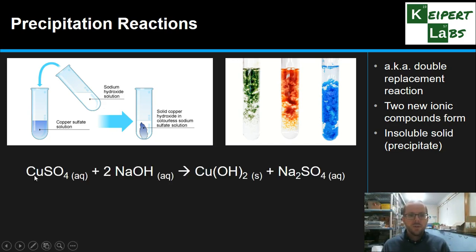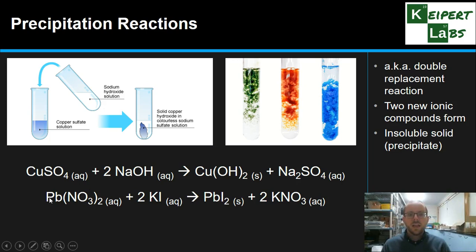Okay, so this reaction that we have here on the left, copper sulfate plus sodium hydroxide, gives us insoluble copper hydroxide, and then the rest of the solution is sodium sulfate. The copper and the sodium have swapped places, or you could think about it that the sulfate and the hydroxide have swapped places. The effect is the same: to form two new compounds, one of which is insoluble.